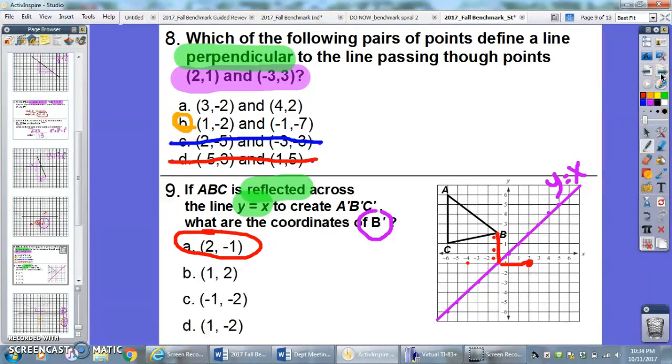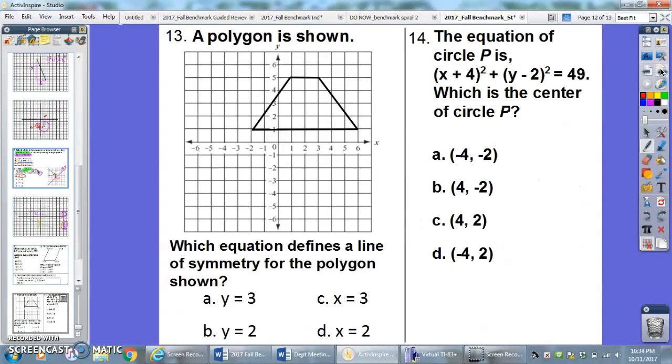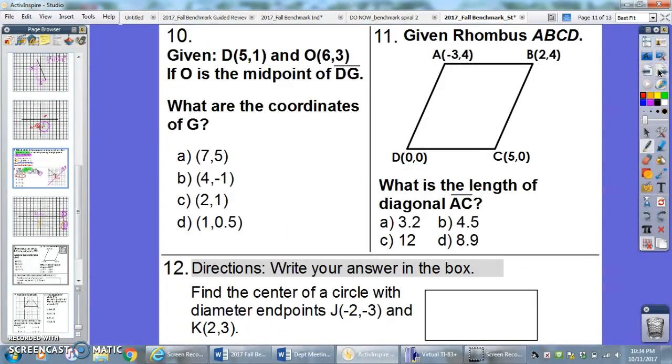Then number 10, 11 and 12, 13 and 14. We're almost done. Alright, so, number 10, we're doing the midpoint. So let me get a piece of graph paper real quick.